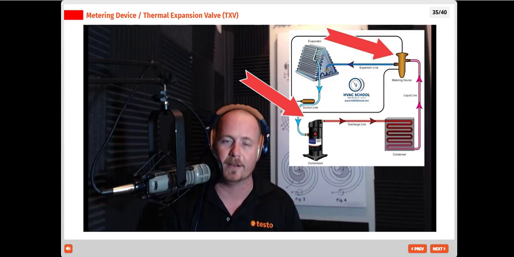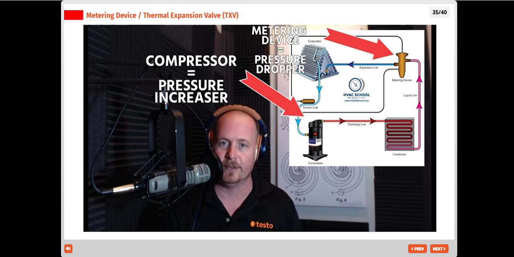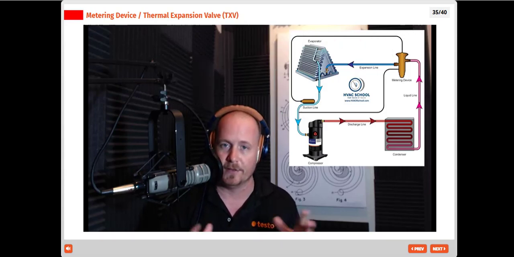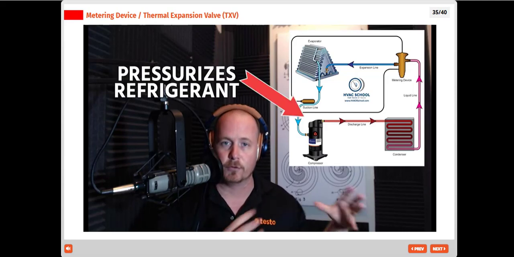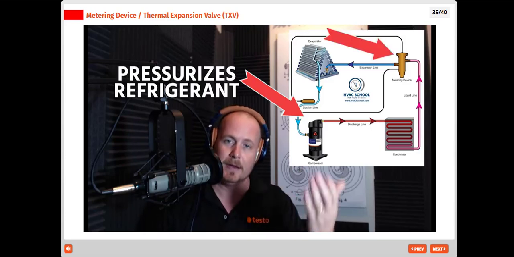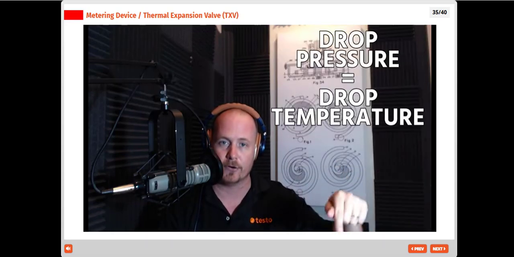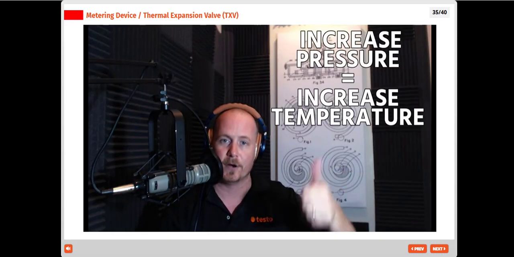So think of it in this way. The compressor has to pressurize the refrigerant before it enters the condenser in order to get the heat out, and the metering device has to drop the pressure before it goes into the evaporator coil to get the heat in, because when you drop pressure, you drop temperature. When you increase pressure, you increase temperature. And you have to manipulate temperature in order to get heat in and out of things, which is what we're doing with the refrigeration circuit.